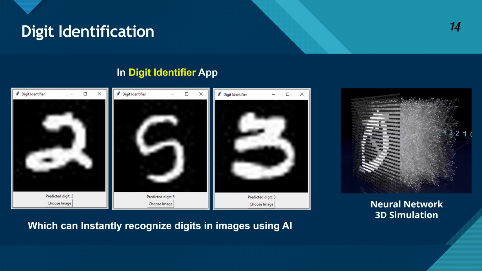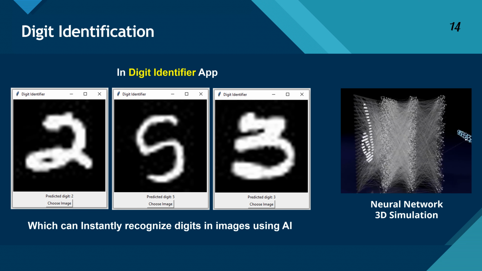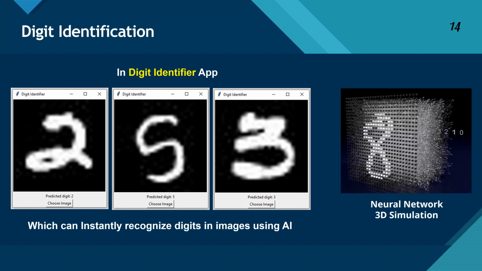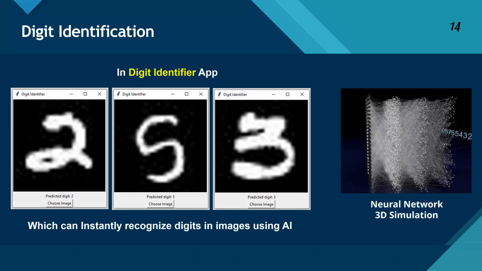I created a digit identifier app that can instantly recognize digits in images using my ANN model. In my next video, I'll demonstrate how it works in real time and show you how the app recognizes digits instantly.